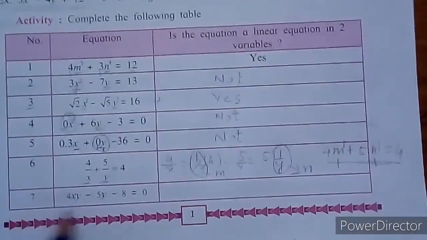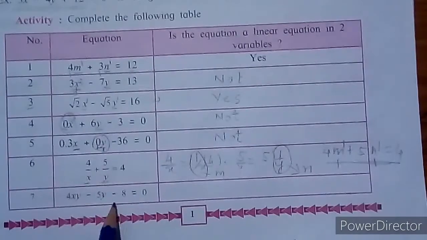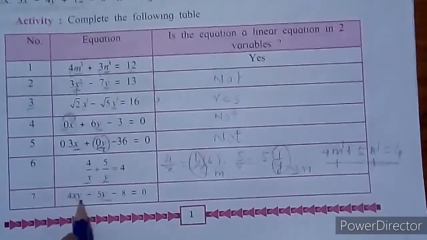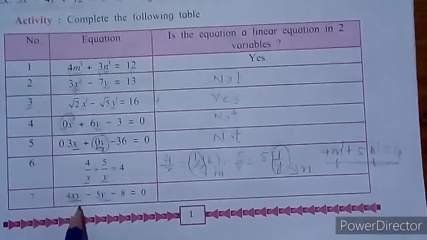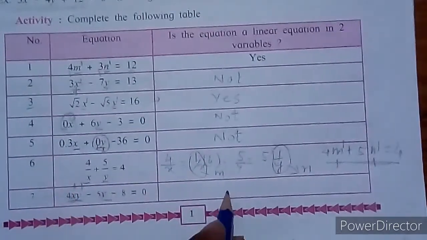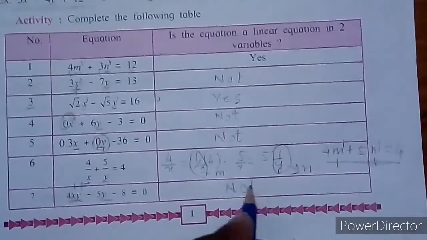Number 7, here two variables are given, x and y, and the order of x is 1 and the order of y is 1, but the order of xy is 1 and 1, means order is 2. That's why it is not a linear equation.